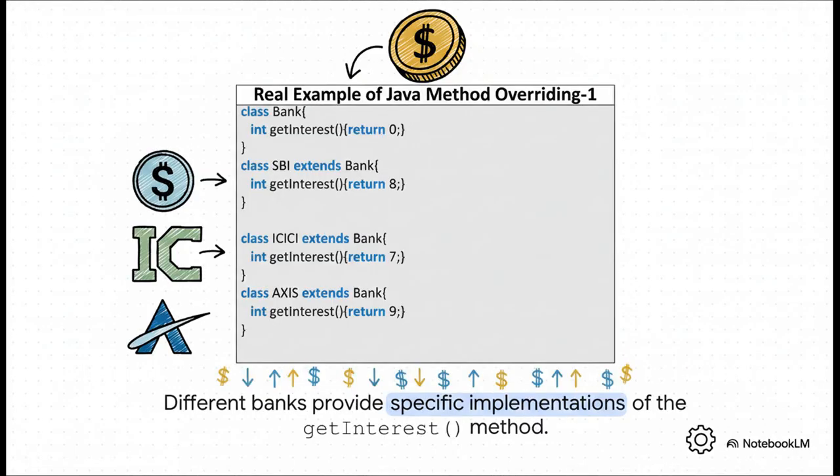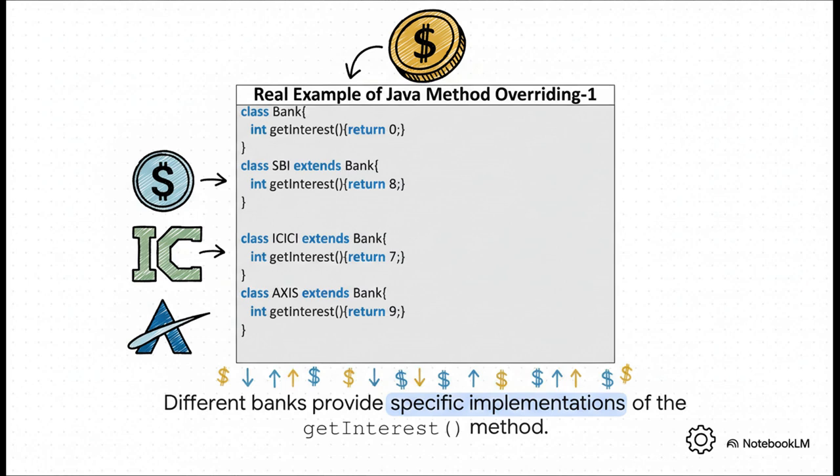And here's how that translates into a real-world coding example. Let's say a parent bank class has a method called getInterest, but each child class, SBI, ICICI, Axis, can provide its own unique version of that method to return its own specific interest rate.